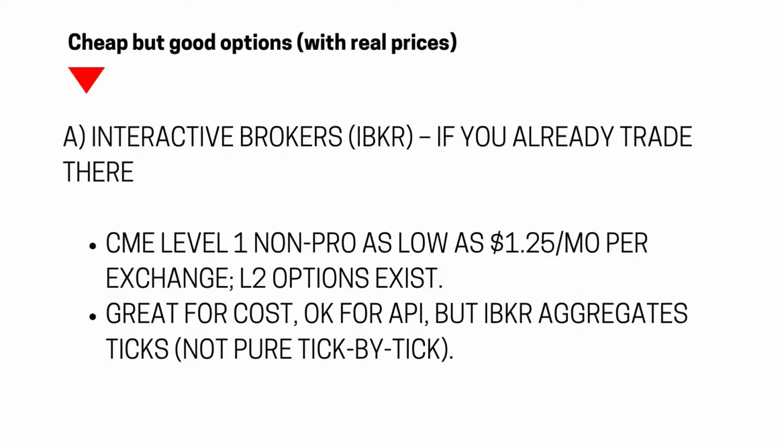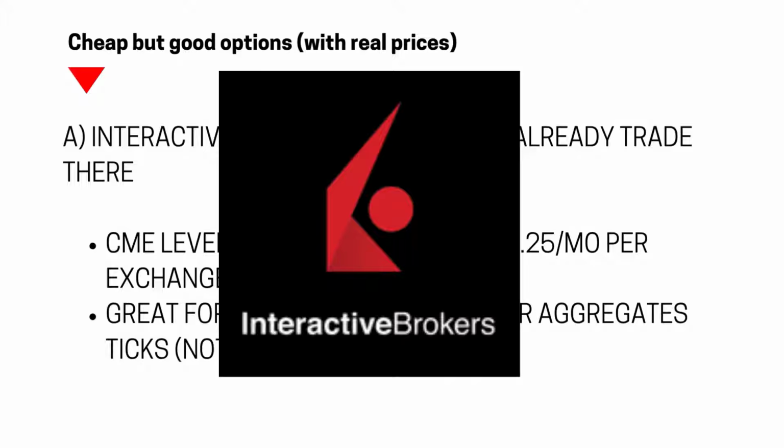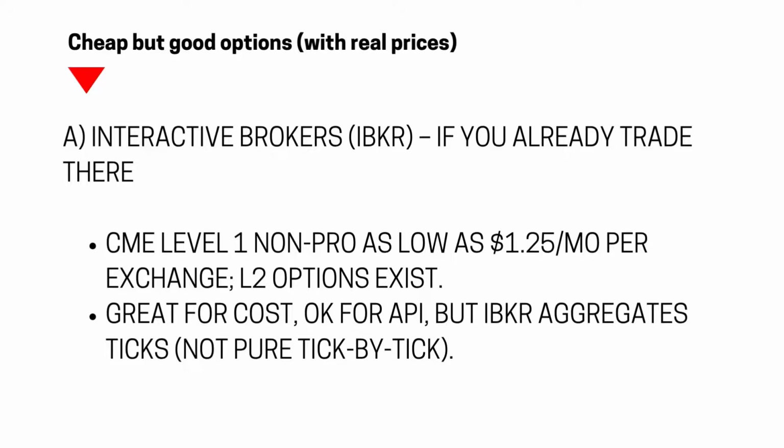So let's start with some analysis around the cheap but good options available out there, with some price guides as well. We're going to start with our first one, Interactive Brokers, IBKR. If you're a futures trader already, you've probably seen or heard of them, maybe even got an account and even actually using their data. It's very popular globally, and CME level 1 non-pro data can be as low as $125 per month per exchange. Level 2 options do exist, so it's great for cost.